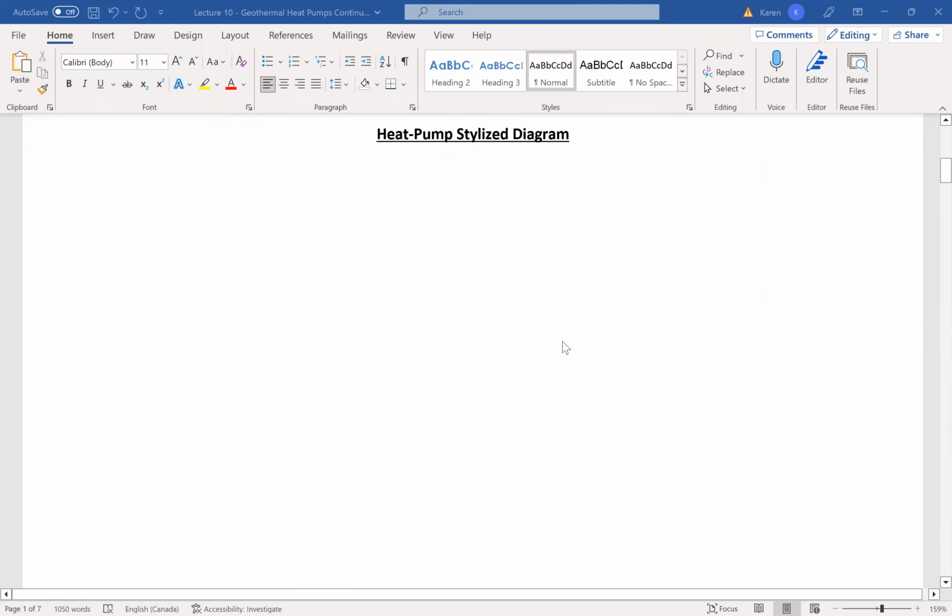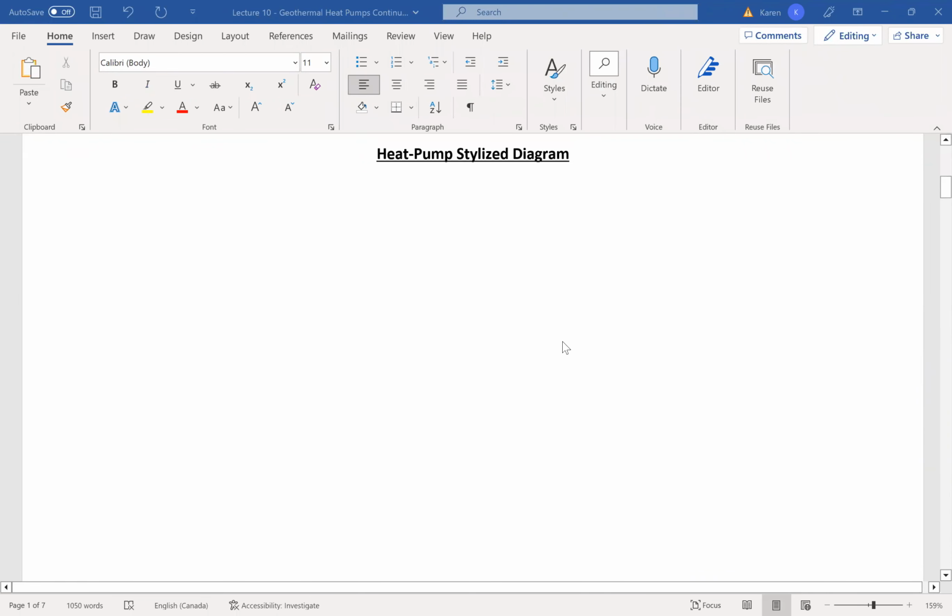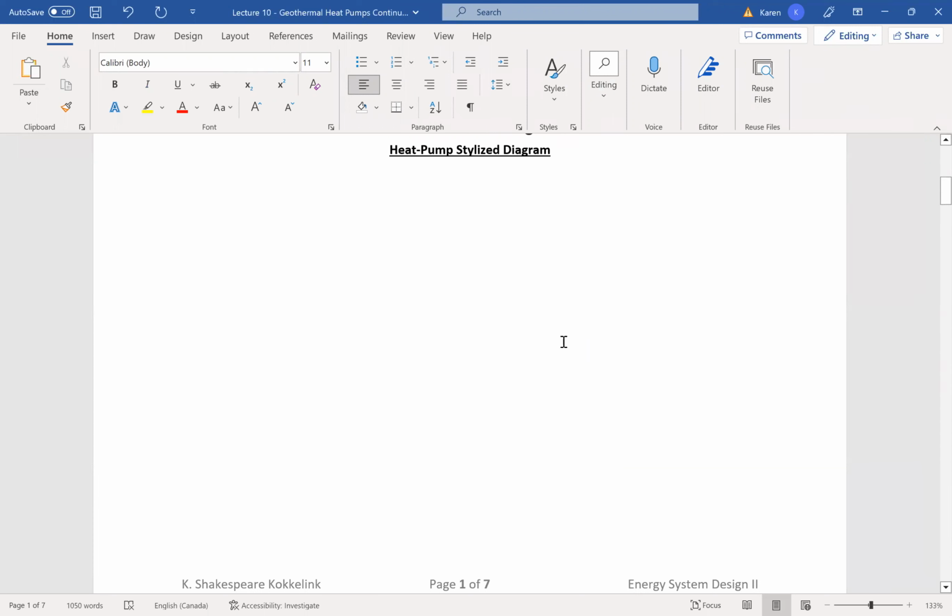So let's take a moment to remember how our heat pump gets put together. You could do this in group work, but I'm feeling like everybody's kind of not awake until 10 o'clock. So I'm just going to do this for you, and then we're going to go on our break. Well, I'm going to do it with you.